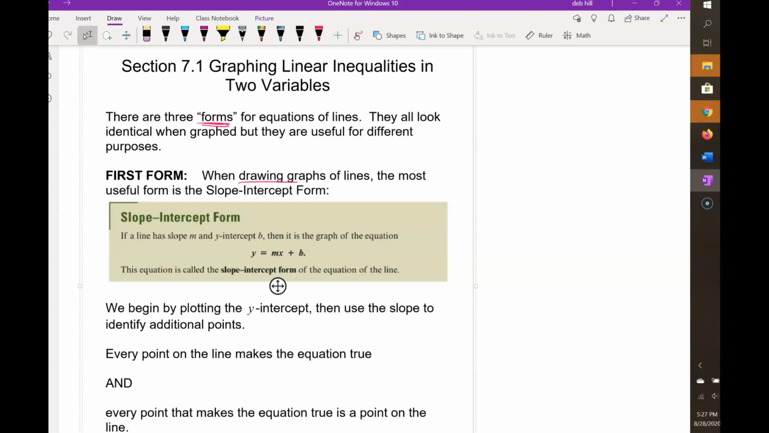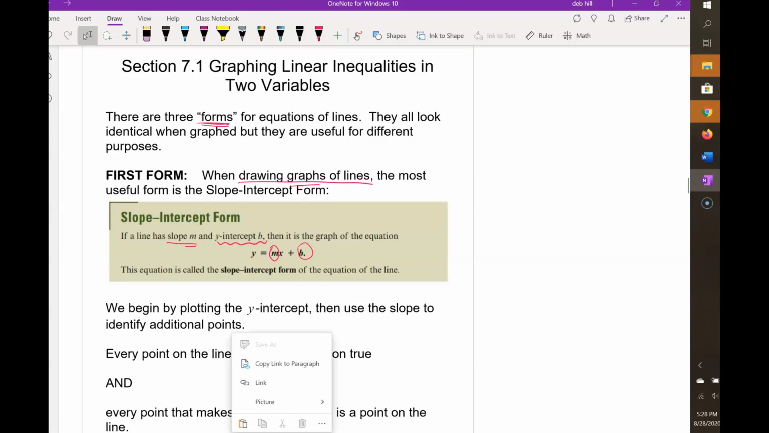If you're drawing graphs of lines, and that's a lot of what you do in algebra classes, then you probably focused on the slope-intercept form. The y equals mx plus b is called the slope-intercept form because you can see the slope m right here multiplying the x, and you can see the y-intercept b added at the end.